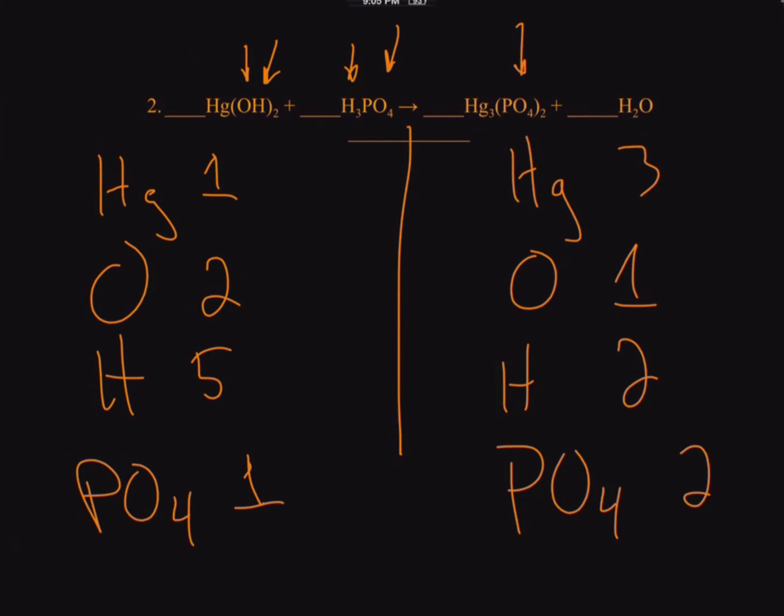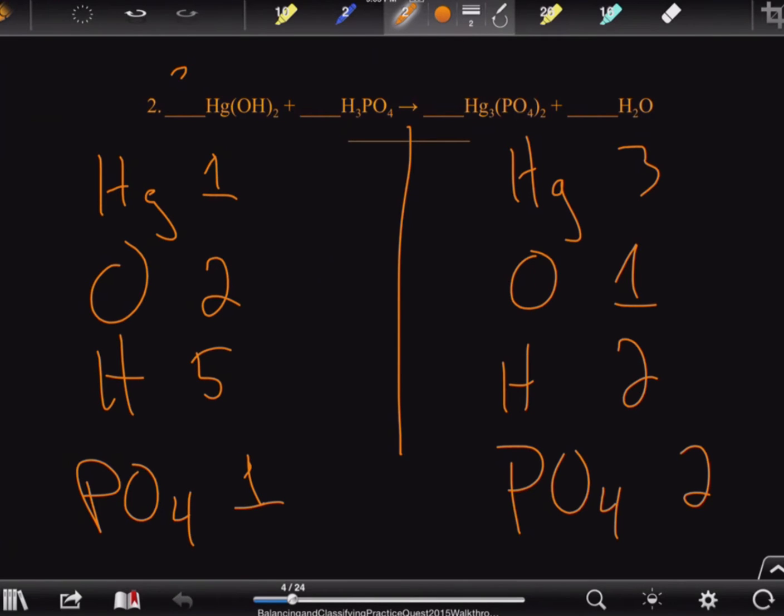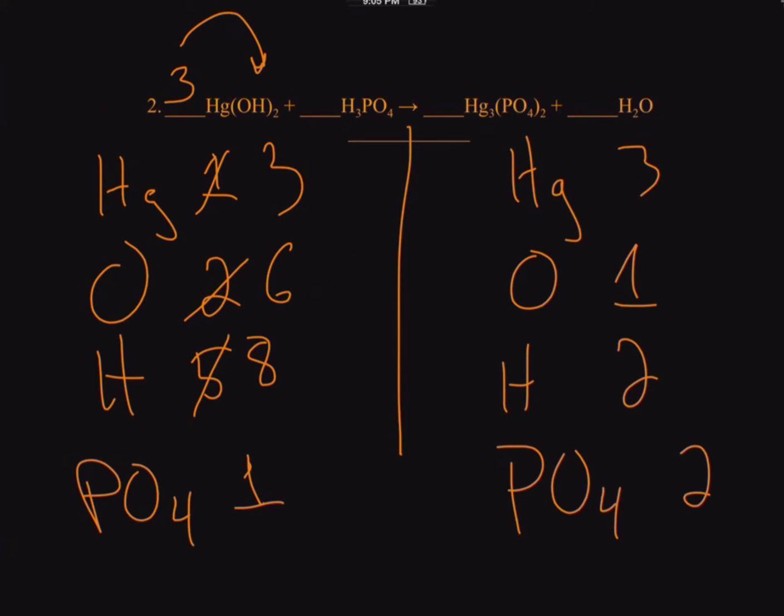The first thing I will probably do here is, since we have mercury on the left and the right with different numbers, I can put a 3 there, and that changes my mercury number to 3, which balances that. That 3 also multiplies the numbers in parentheses here, so that gives me a total of 6 oxygens. It gives me 6 hydrogens there plus another 3, so that's 8 altogether. And if I take a look at the phosphate, remember I have 2 over here and 1 over here, so if I double this number, that gives me 2 phosphates on the left. I have to recount the hydrogens though, because I changed that too.